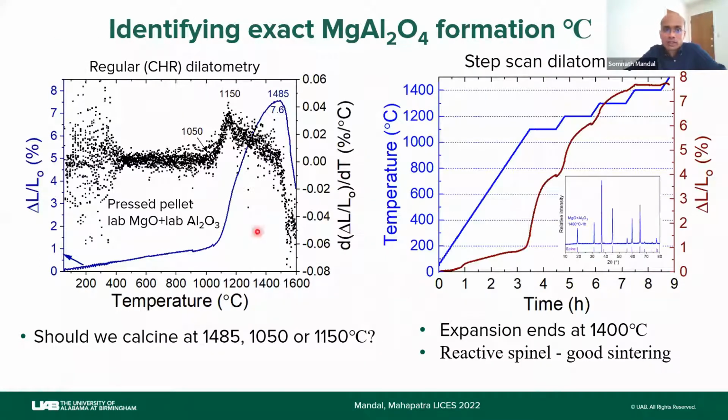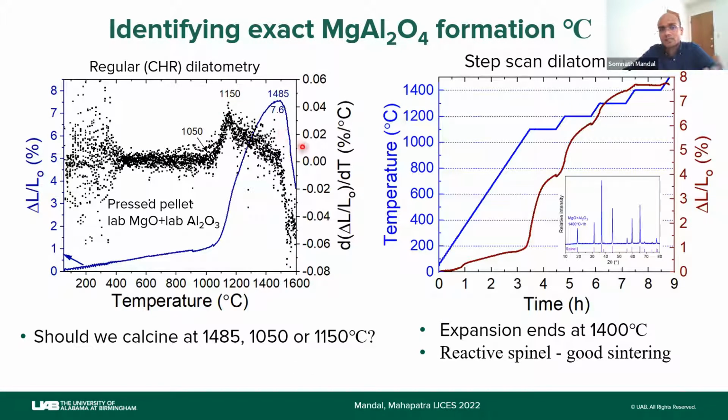extensively in my projects. Another thing it does is that, so this is in situ magnesium aluminate spinel formation, magnesium and alumina reacting. So you see that there is expansion of 7.6%, and there is a peak at 1485, and after this there is sintering. When you do a thermal derivative like the temperature dependent strain rate curve, you see that spinel formation starts at 1050 degrees C. It is the fastest rate at 1150, and then it ends somewhere around 1450. So now if you want to make phase pure magnesium aluminate spinel, should you calcine at 1050? Should you calcine at 1150? Should you calcine at 1485?